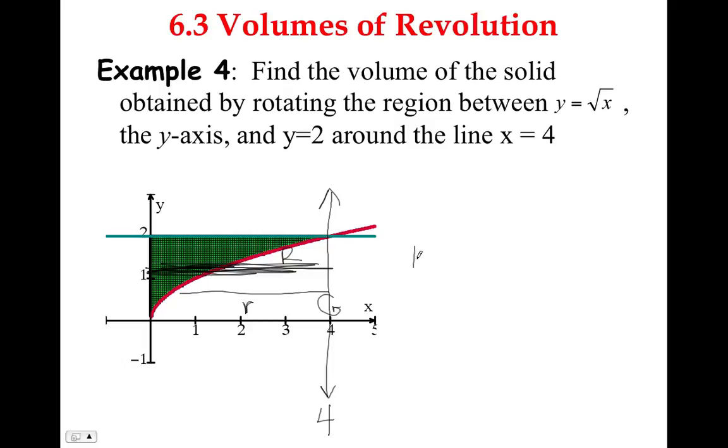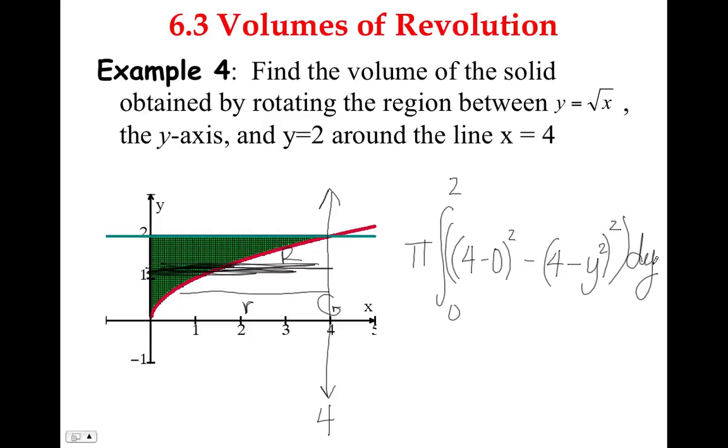So I'm going to have pi times the integral from 0 to 2 of big R, right minus left. Right is 4, left is 0. Big R does not depend on y in this case. So (4 minus 0) squared minus my gap, my little r, which is right minus left, (4 minus y squared) squared, with respect to y.